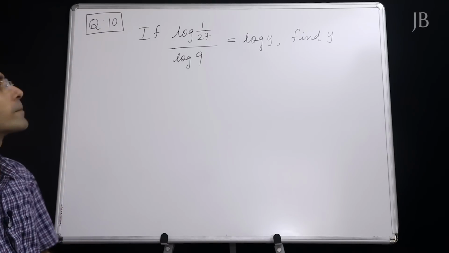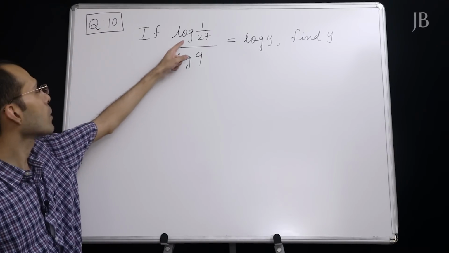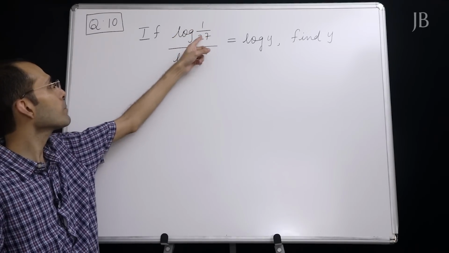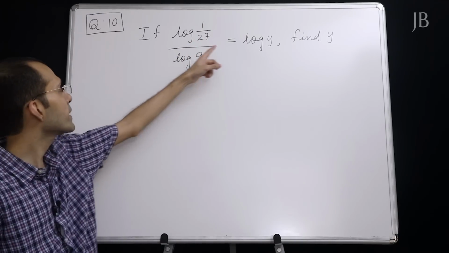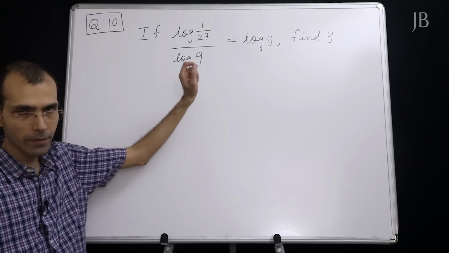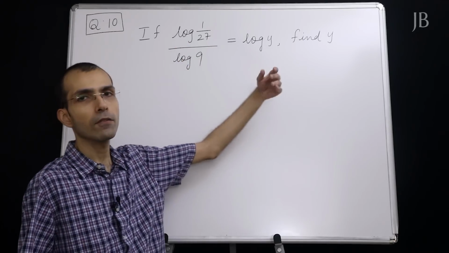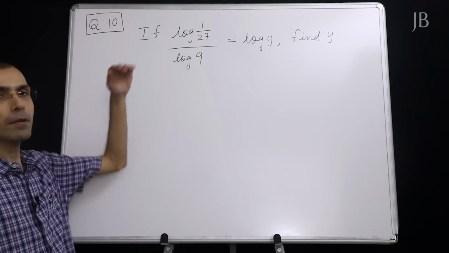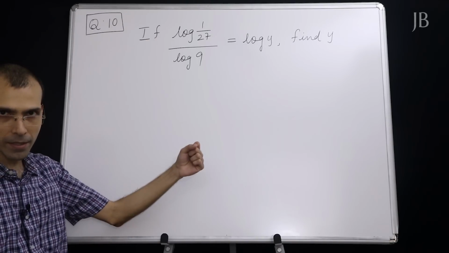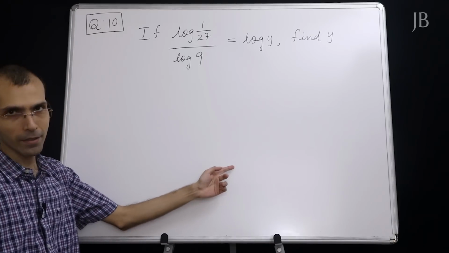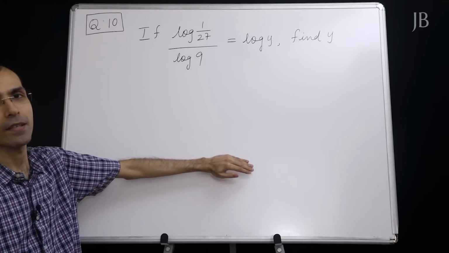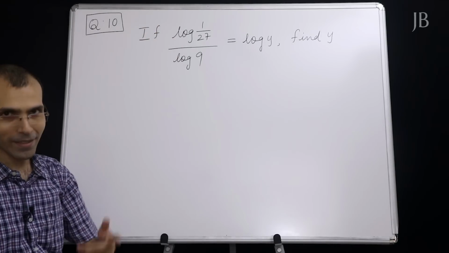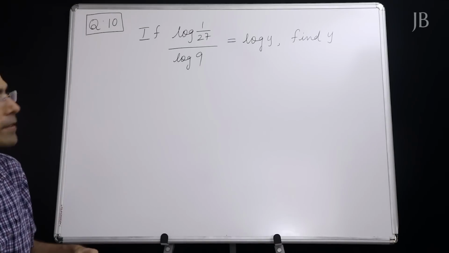Question 10. If log of 1 upon 27, the full thing divided by log of 9 is equal to log y, find y. This is like a log division. So remember, log a minus log b will be log of a by b. It won't be log a upon log b. This is of the type log A upon log B, so that second law you can't apply. We have discussed this in great detail in the previous sums.